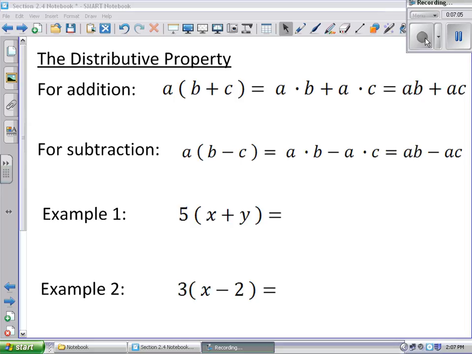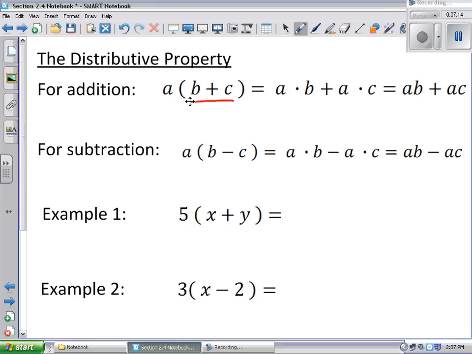The distributive property. For addition, A times (B plus C) is equal to A times B plus A times C, which is equal to AB plus AC. For subtraction, A times (B minus C) is equal to A times B minus A times C, which is equal to AB minus AC.